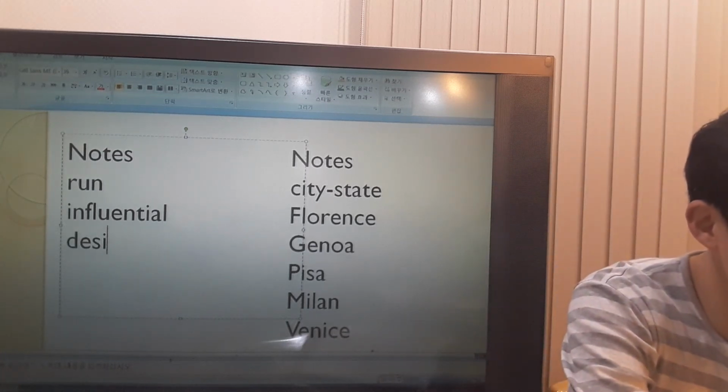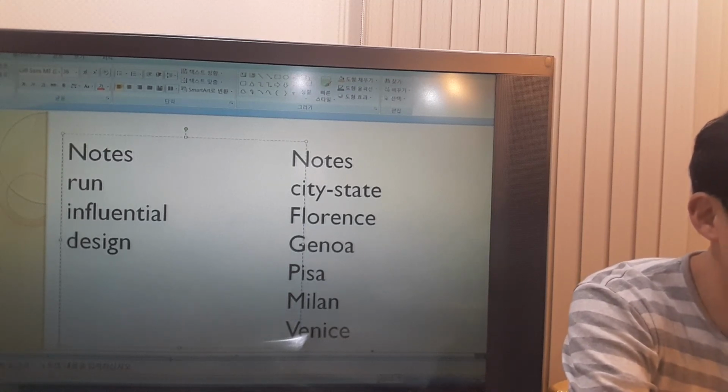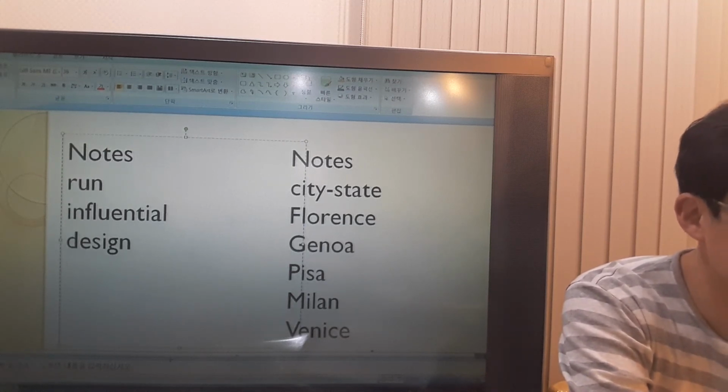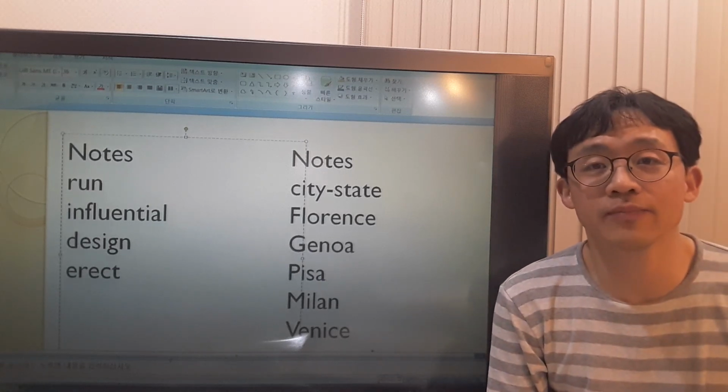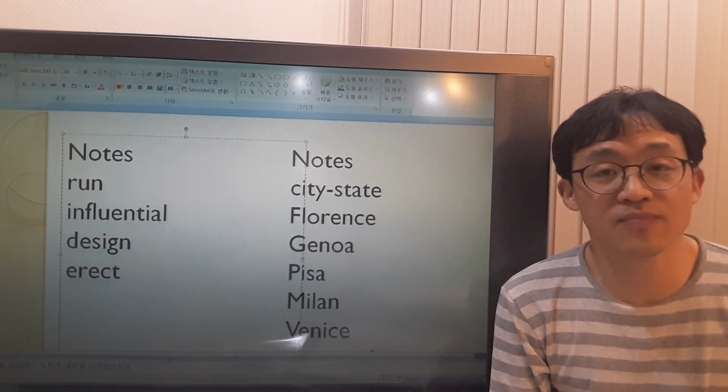What does design mean? Design means to make a plan how to make something, all right? And erect buildings. What does erect mean? Erect means to build something. Erect means to make something stand.